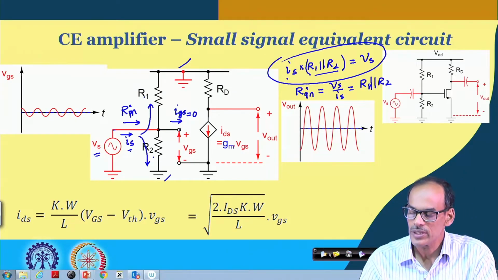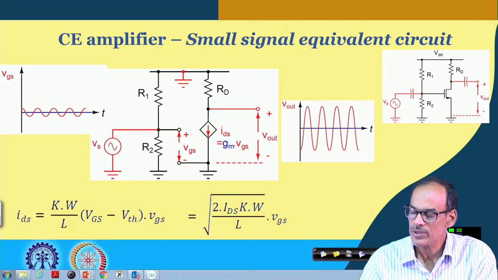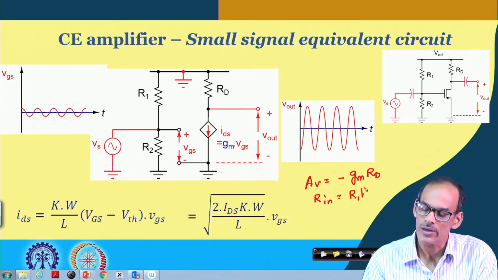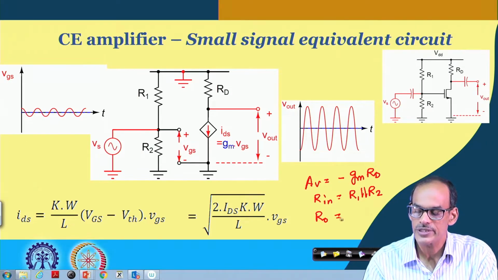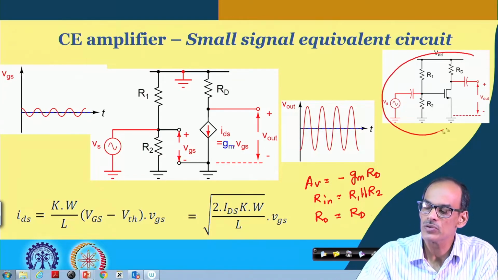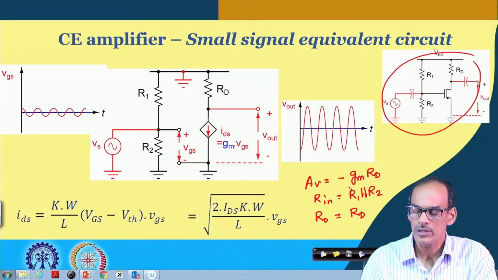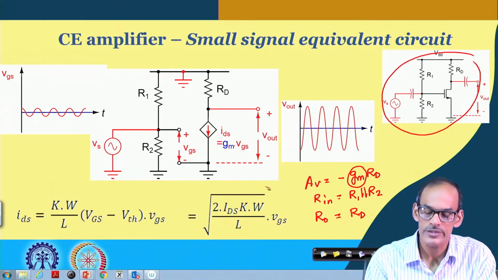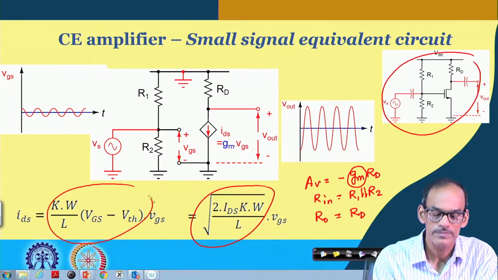So, what we obtain here is the expression of A V, which equals minus G m into R d. R in equals R 1 parallel R 2, which comes from the bias circuit, and the output resistance equals R d. So, that is how the entire circuit you can map into this voltage model. And of course, the expression of the G m is given here, either here or here.